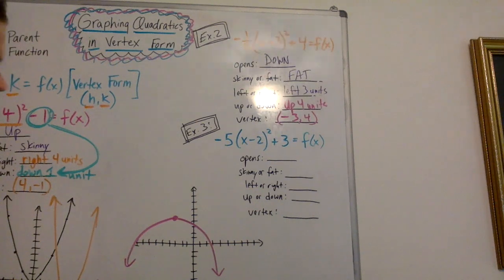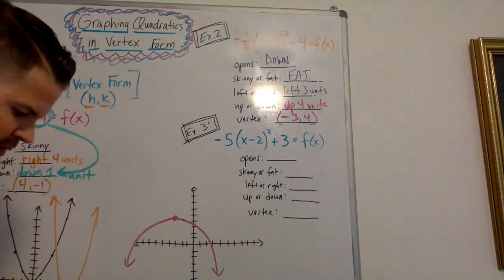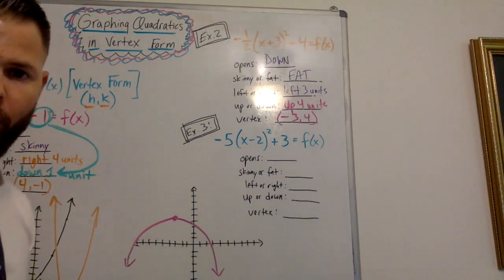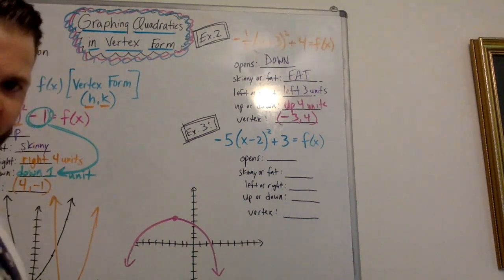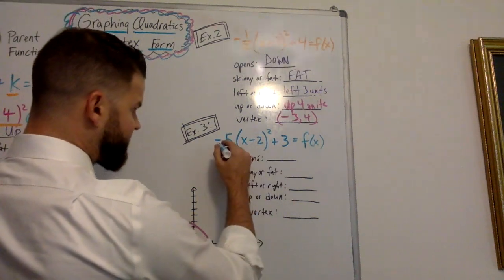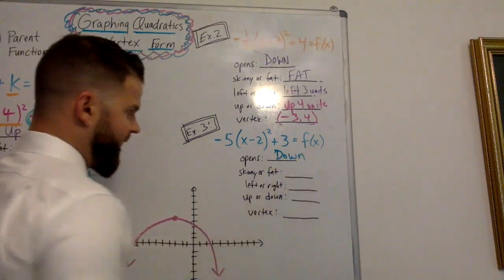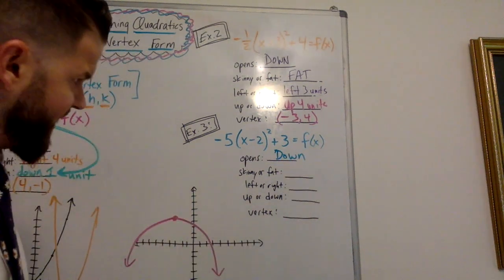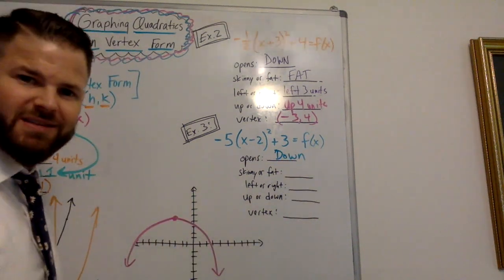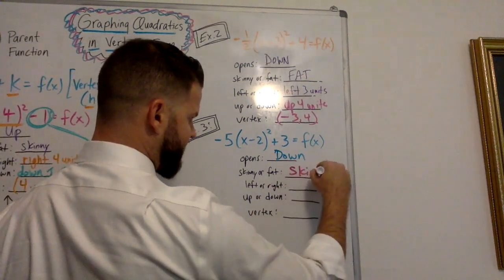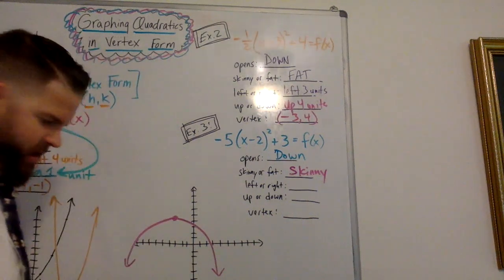How about this guy, example number 3, in blue? Where's my magic blue marker? Does this guy open up or down? Down! Yeah, why do you say that? Because my A is negative. So this guy opens down. Is it skinny or fat? That's a skinny little sucker because it's not a fraction.